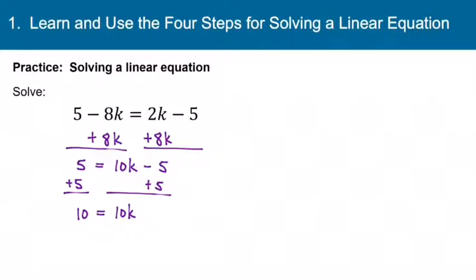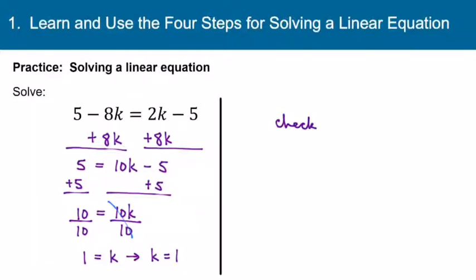Now for step 3, we want to isolate the variable, so we want to eliminate this coefficient. So we'll divide both sides by 10. On the left side, 10 divided by 10 is 1, and on the right side, 10k divided by 10 is just k. So our solution is that 1 equals k, and of course, if it makes you feel better, you can restate that as k equals 1.